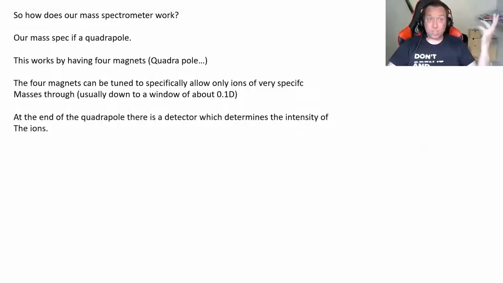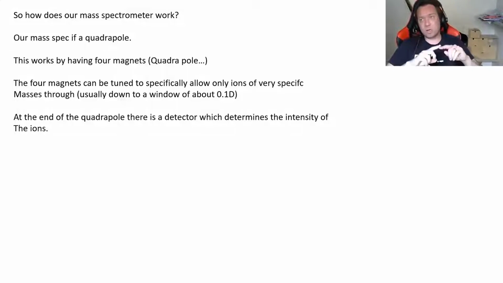So our mass spec is a quadrupole, and it works by having 4 magnets, hence quadrupole. The 4 magnets can be tuned to specifically allow ions of very specific masses through, usually down to a window of 0.1 daltons.